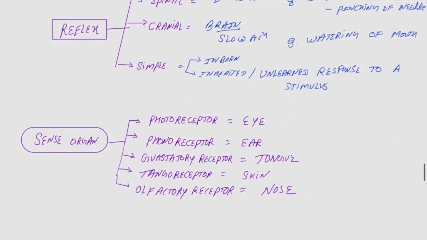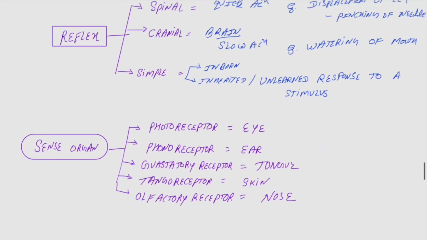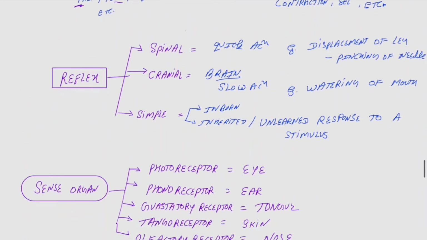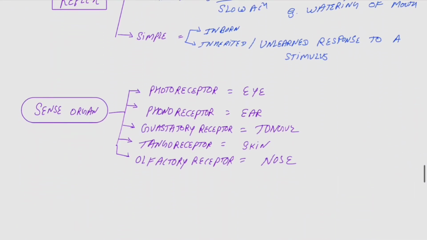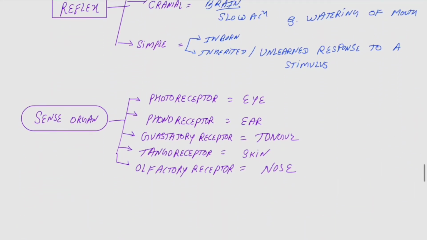Clear? That's all about receptors and reflex action. And here we finished the nervous system in animals.